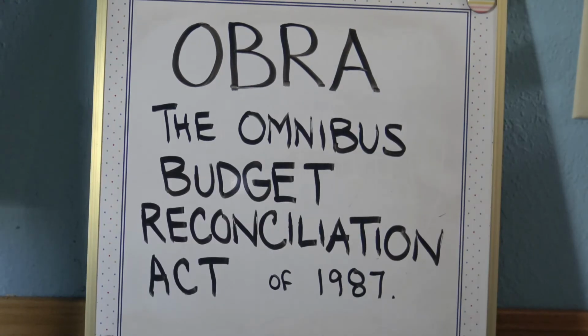OBRA stands for the Omnibus Budget Reconciliation Act of 1987. It is also known as the Nursing Home Reform Act of 1987. It has dramatically improved the quality of care in the nursing home over the last 20 years by setting forth federal standards of how care should be provided to residents. OBRA, the Omnibus Budget Reconciliation Act of 1987.